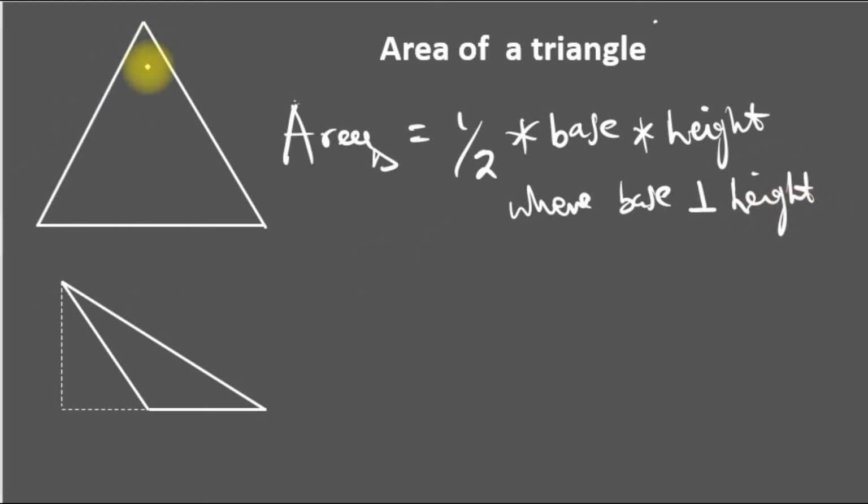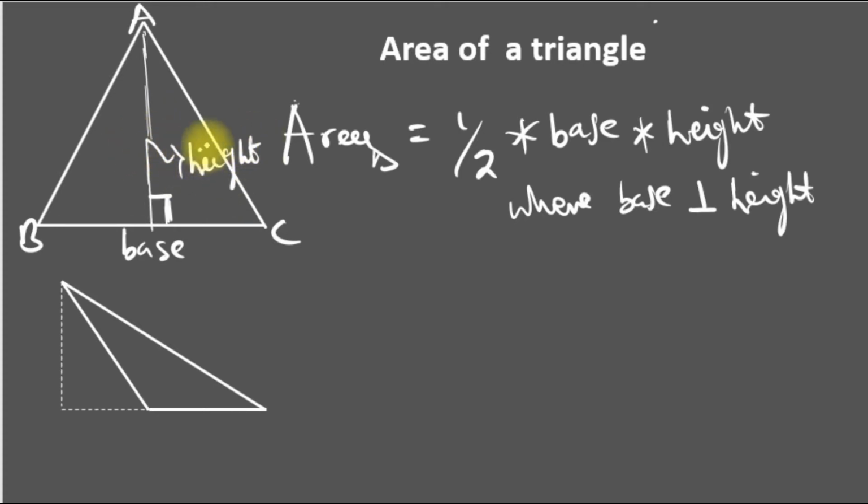So this is a triangle now. Let's label it A, B, C. The height, so this is the base and this is the height. So AD is the height, and BC is the base.